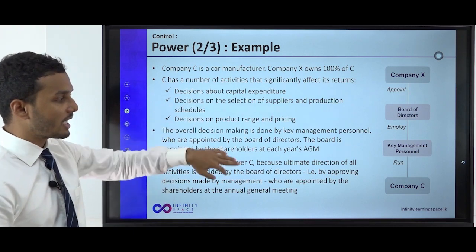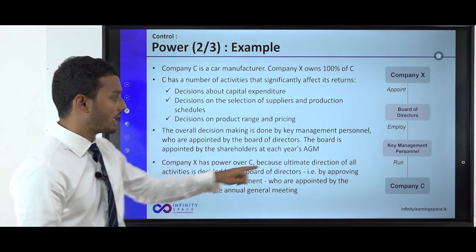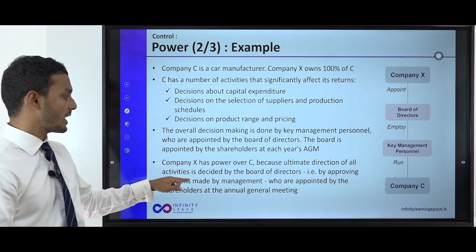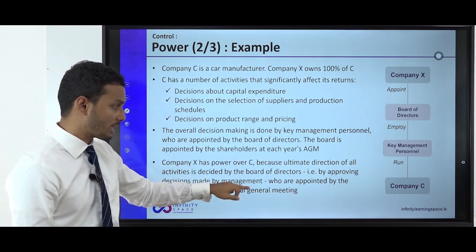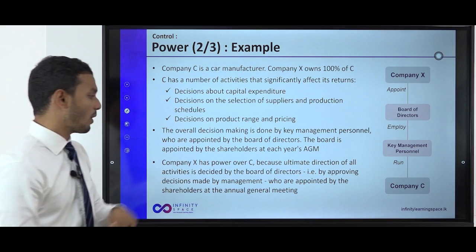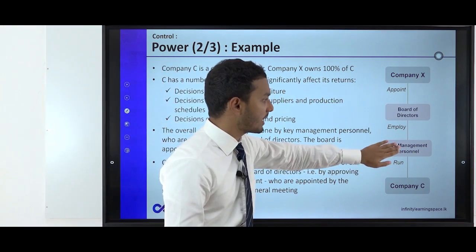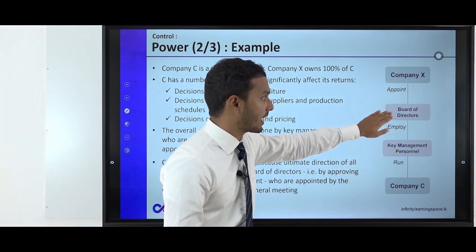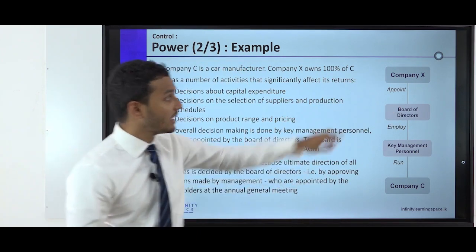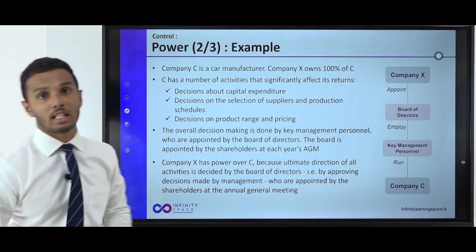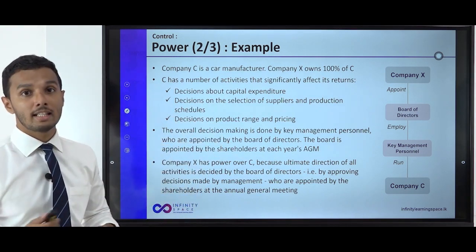Right. So then company X has power over company C. Company X has power over C because the ultimate direction of all activities is decided by the board of directors, that is, by approving decisions made by the management who are appointed by the shareholders at the annual general meeting. Yes, the decisions taken by the key management personnel need approval of the directors, but they are also appointed by the shareholders. So ultimately, they are the ones who direct the relevant activities of company C, giving company X power over company C.